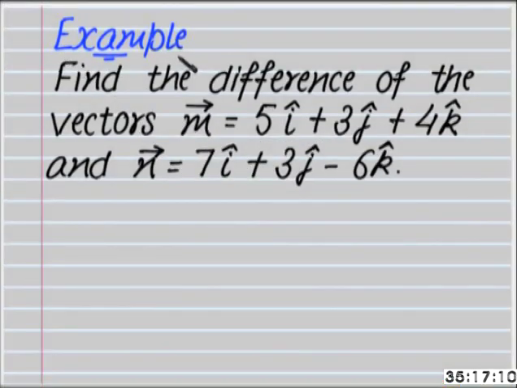Now let's see another example. Find the difference of the vectors vector m equal to 5 i cap plus 3 j cap plus 4 k cap and vector n equal to 7 i cap plus 3 j cap minus 6 k cap.